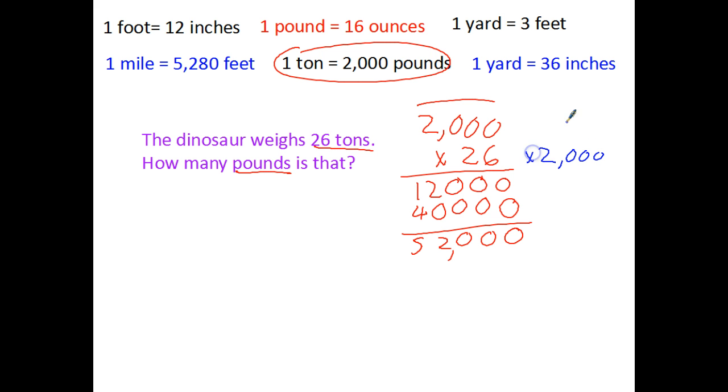Or I could have done the problem this way. 2,000 times 26, and I'm going to mark out my 3 zeros to start with and put them down here. And now I'm left with only 2 times 26. 2 times 6 is 12, carry my 1. 2 times 2 is 4, plus 1 is 5. And I still got 52,000. And remember, I need to put units in, so those are pounds.